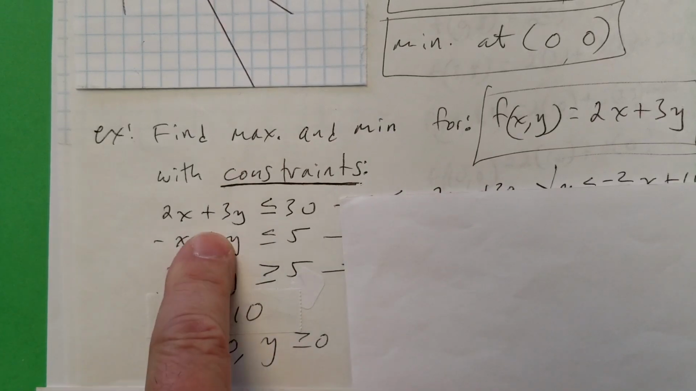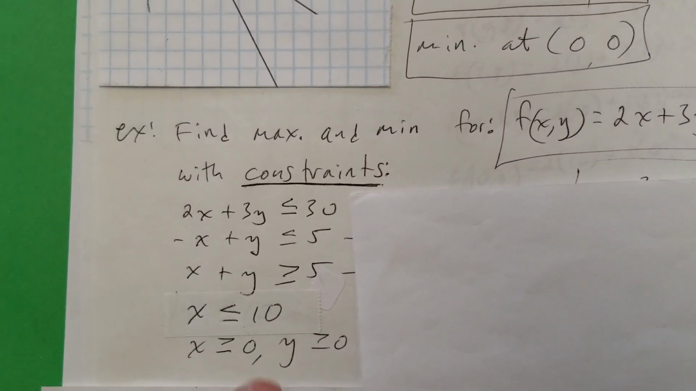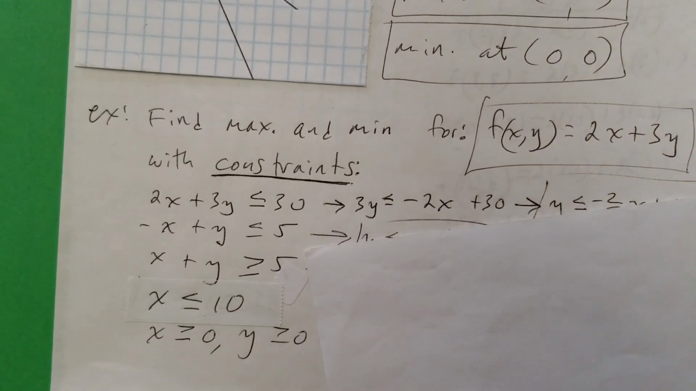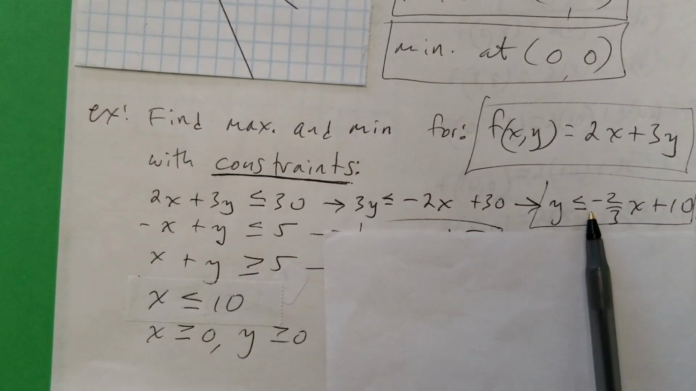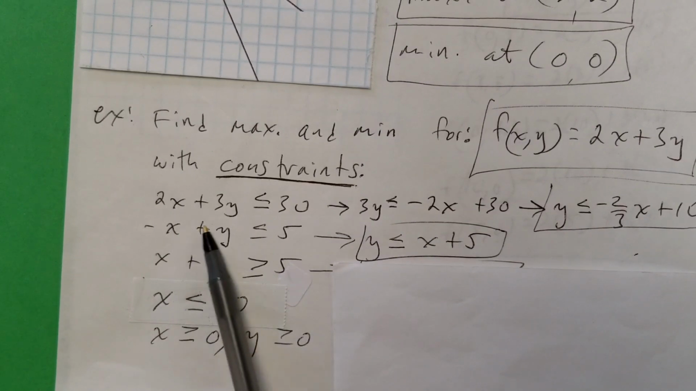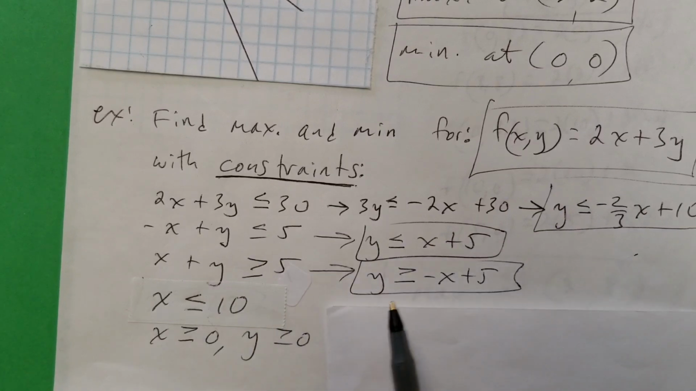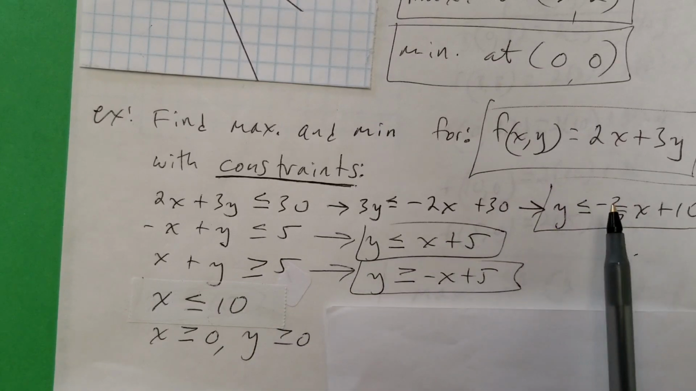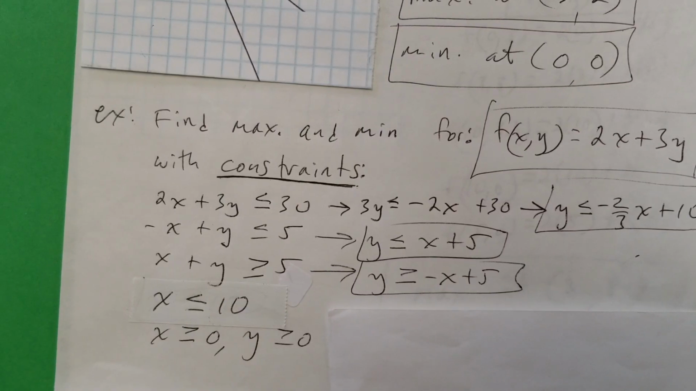So let me switch these to y equals mx plus b form, because it's easier. For me, it's easier to grade when they're in y equals mx plus b form. Right? So this, with algebra, becomes this. And this, with algebra, becomes this. So I have to graph this, and this, with algebra, becomes this. So I have to graph this, and this. Okay?